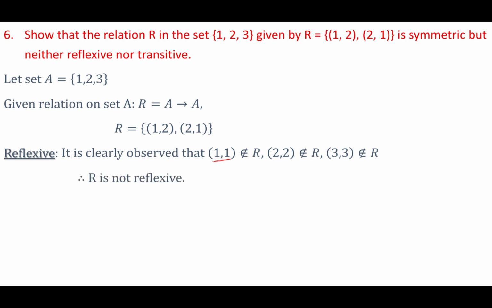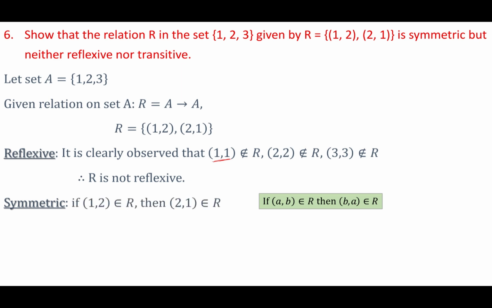Now come to symmetric. We know symmetric: if A comma B belongs to R, then B comma A must belong to R. This is what symmetric says. Now in this relation (1, 2) is there as well as (2, 1) is there. So the opposite is there. If (1, 2) belongs to R, then (2, 1) belongs to R. Yes, it does. So it is a symmetric relation.